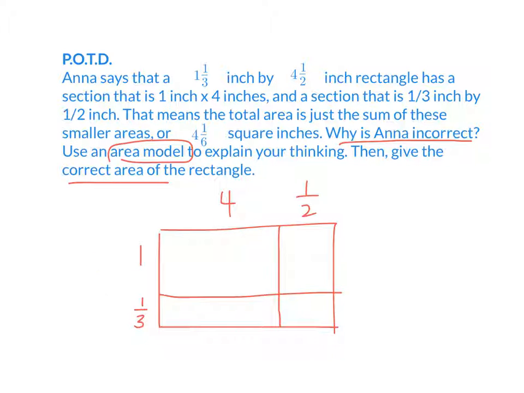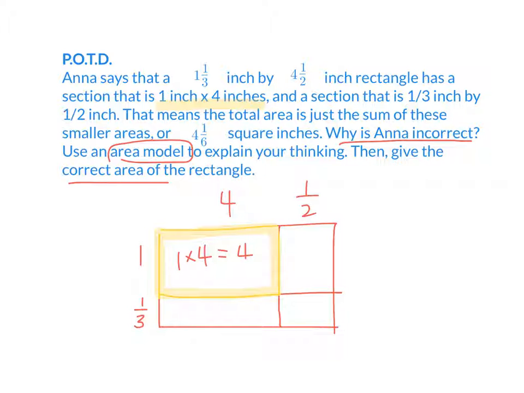Now, does Anna know that you can find the smaller areas? She does. She says that there's one section that's 1 inch by 4 inches. Is there one section that's 1 inch by 4 inches? Yeah. This one right here. Do you agree? Yeah. And how would you find the area for that part? You would do 1 times 4, which is 4.